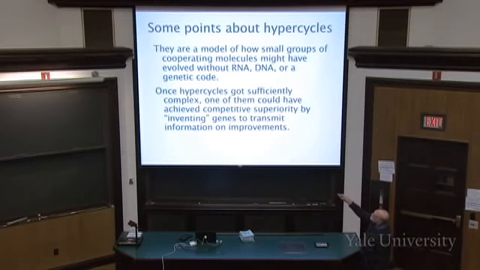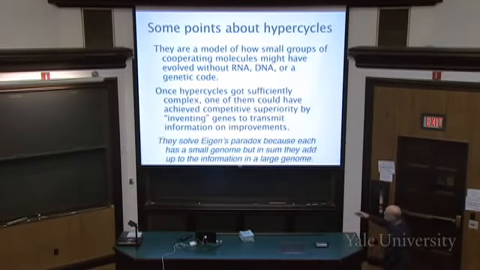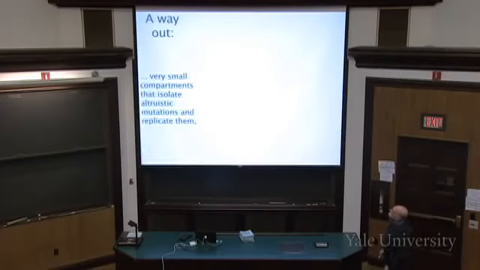If we could get them to be sufficiently complex, then they would start competing with each other, and then at a certain point in the complexity, they might invent genes and have a competitive upper hand by then being able to transmit the information on what was working. So that would certainly give them an upper hand in competition. And they would solve Eigen's paradox because each one has a small genome, but in sum, they would add up to the information in a big genome. So if you could somehow stabilize these small competitive systems so that they had internal cooperation, but they were competing between themselves, you could get life going.